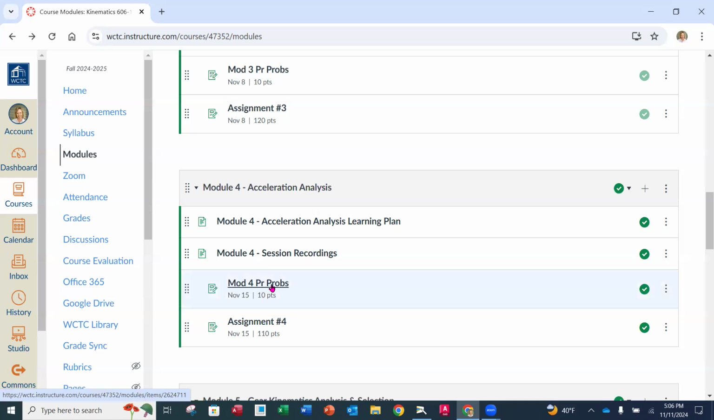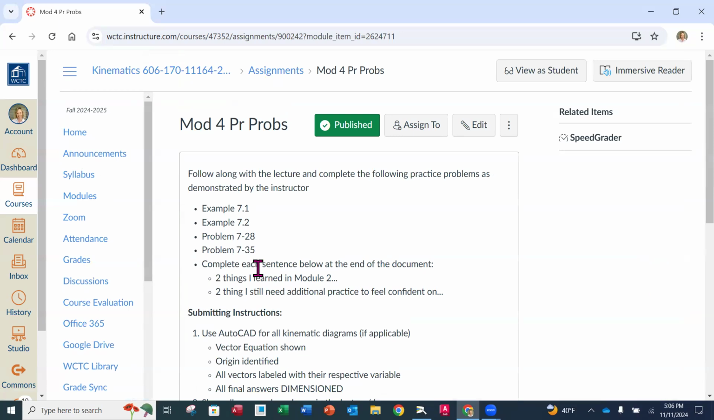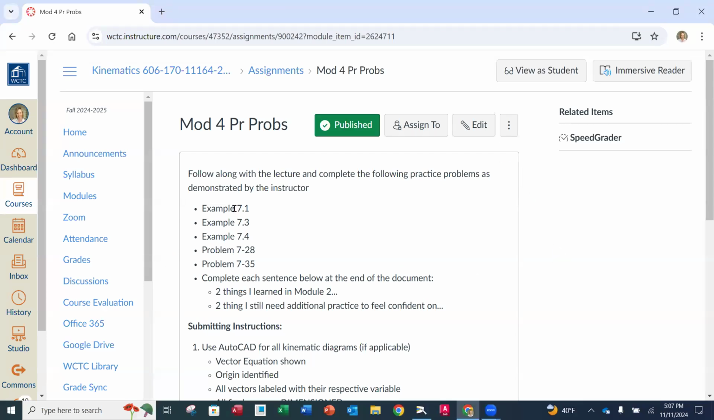You'll notice that we do have practice problems and assignment number 4. I want to point out that the things that we're going to be doing here in class are going to be the items that we're going to be submitting for our practice problems. And I notice, oh, they're mislabeled. So let me make that correction here really quickly. Let me just pause the video for a second. Okay, so I just wanted to fix this up.